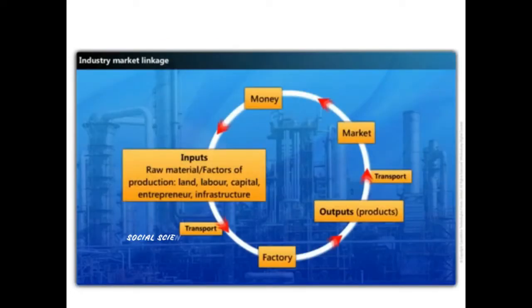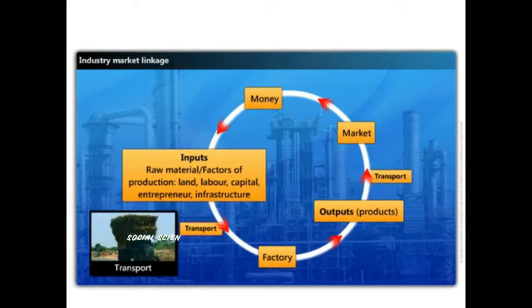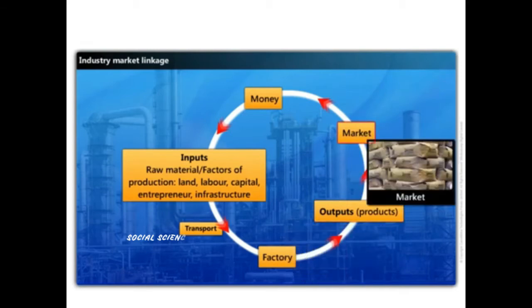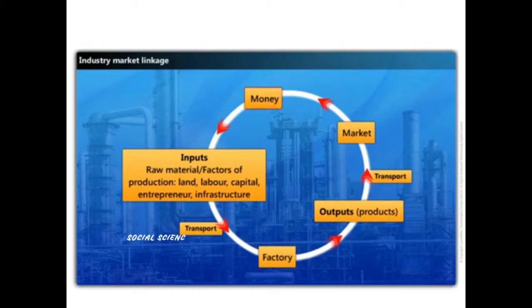An industry and a market are always interlinked. Industrial inputs such as raw material and factors of production are transported to the factory. As the factory starts producing, products or output are transported to the market. This process generates money and some part of it goes back again as industrial inputs to the industry.